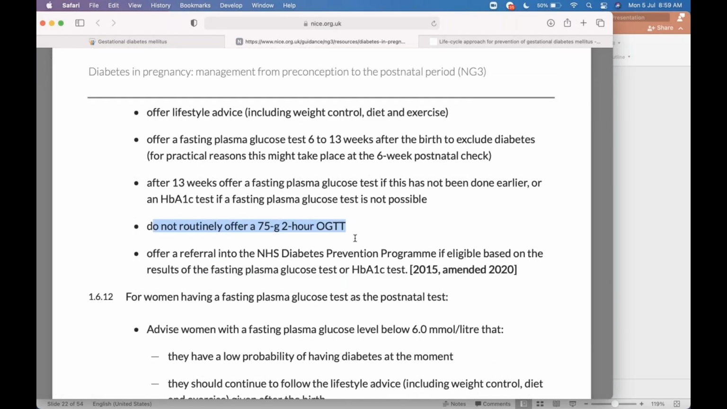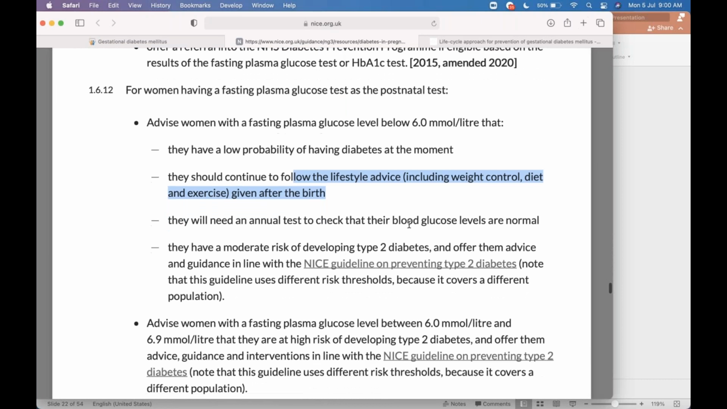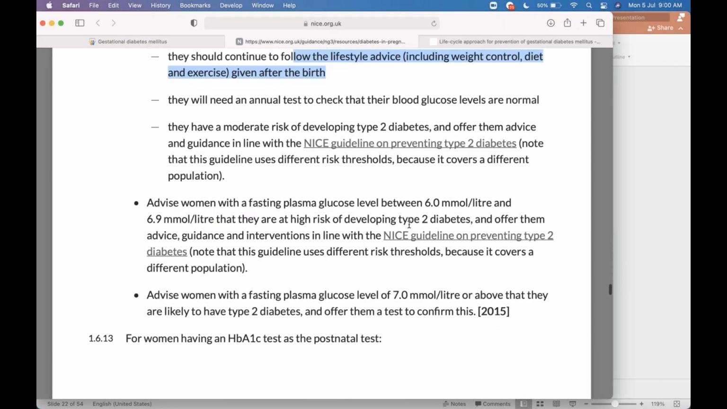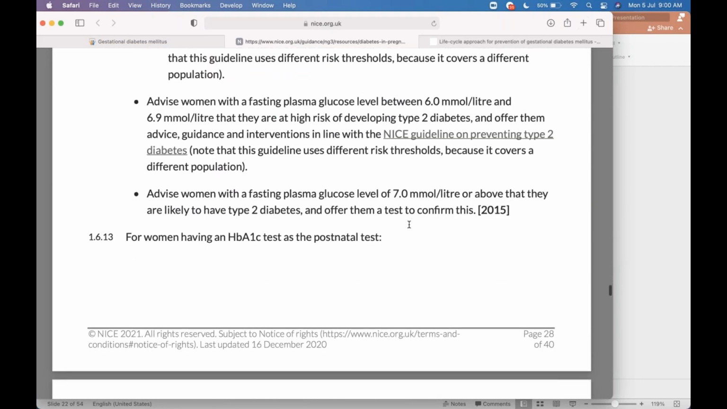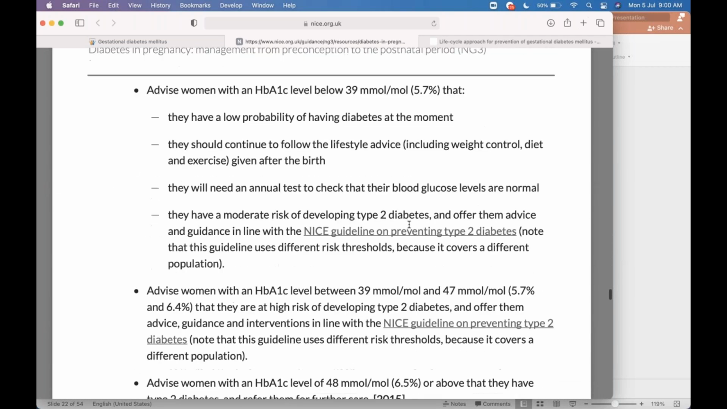If they are at normal levels, we will tell her that in the next 5 years, especially if she is obese, she has a 50% risk of developing diabetes. So we will give her lifestyle advice of weight control, diet and exercise after the birth. It's not that after that you keep eating gulab jamun, you should not do that, okay. And HbA1c can also be used for a measurement.